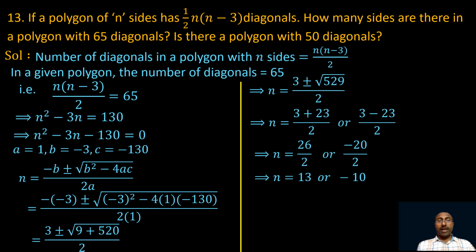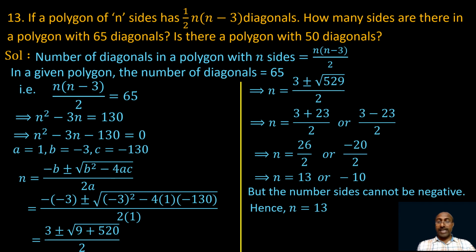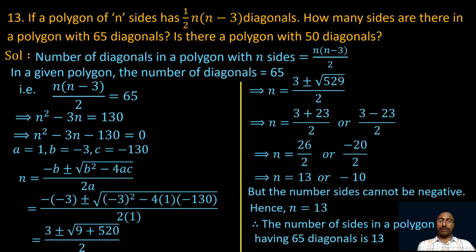But the number of sides in a polygon cannot be negative, so n cannot be negative. That is, the number of sides is n equals 13. So the number of sides in a polygon having 65 diagonals is 13. And let us see the second one, is there a polygon with 50 diagonals? Let us assume that there is a polygon with 50 diagonals, and let us find the number of sides in it.